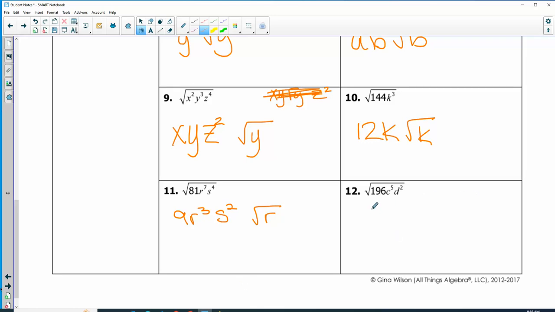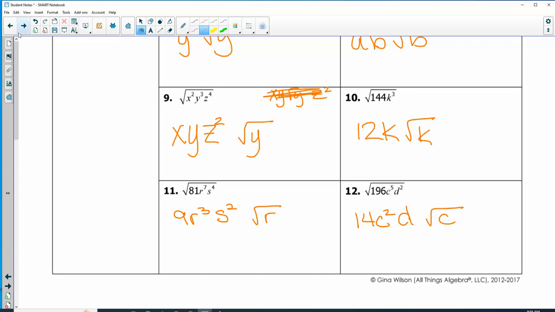What's the square root of 196? Okay, if you have 5 c's, how many groups of 2? 2 with 1 left over. And if you have 2 d's, how many groups of 2? 1 and none left over. So it looks like we're doing pretty well with those.